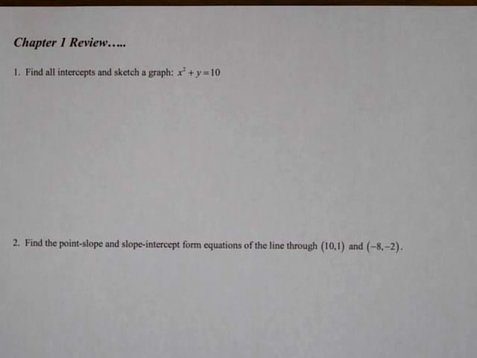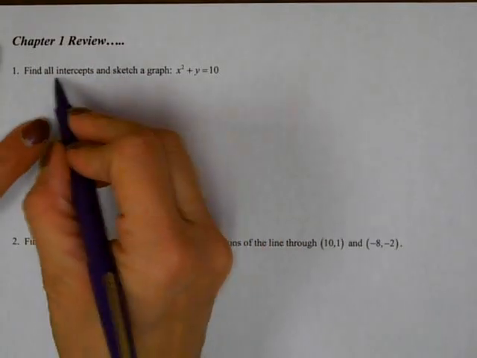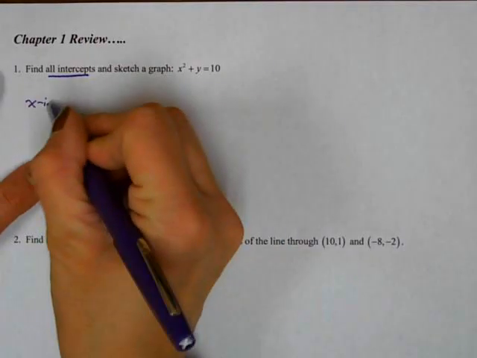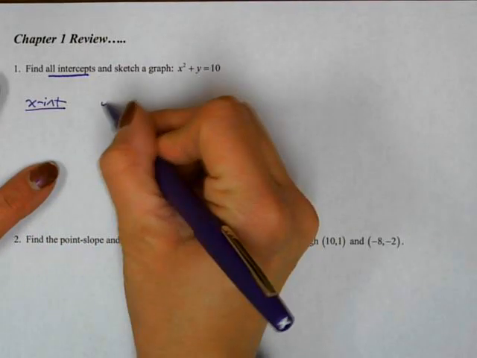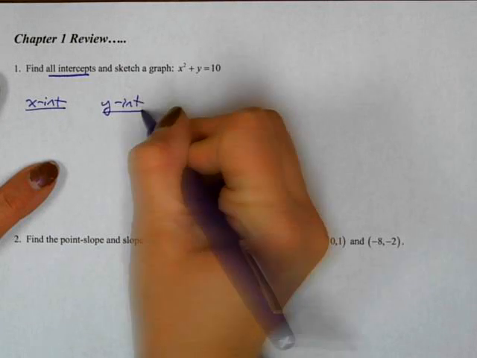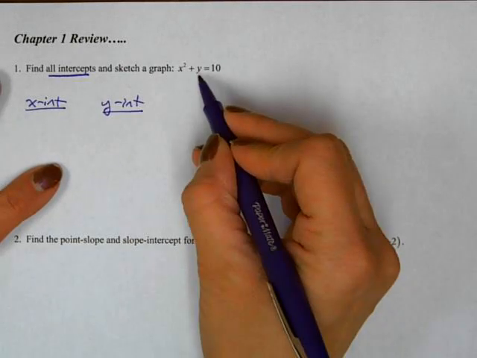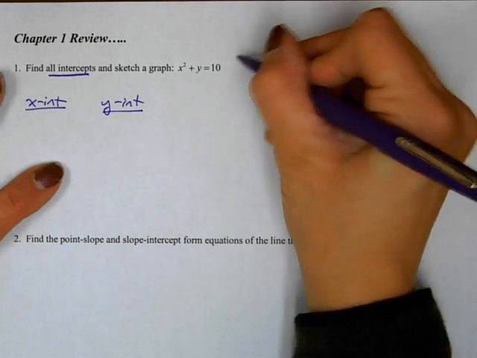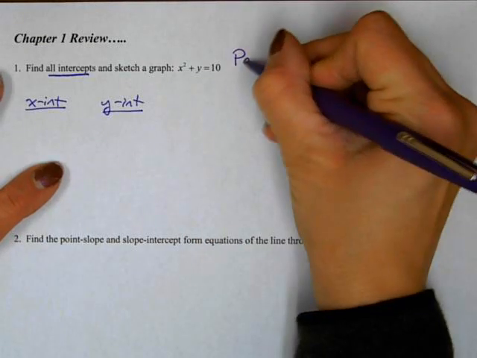So here is a recap of some of the things we learned about in Chapter 1. One of the things we learned was how to find intercepts. So let's go ahead and find the x-intercepts and the y-intercepts. I'm noticing that this equation is y equals something with x squared, so this is going to be the shape of a parabola.